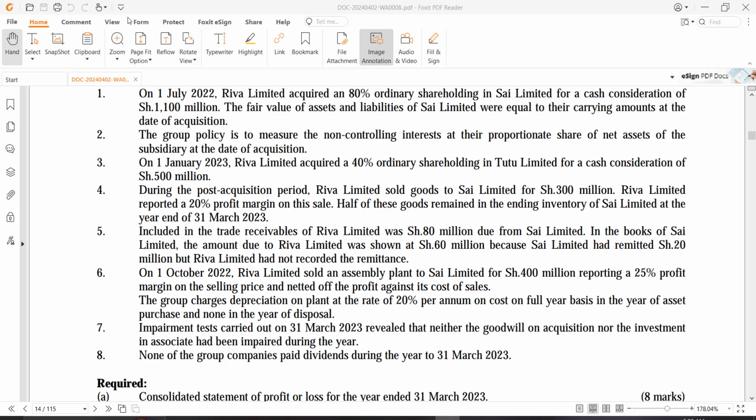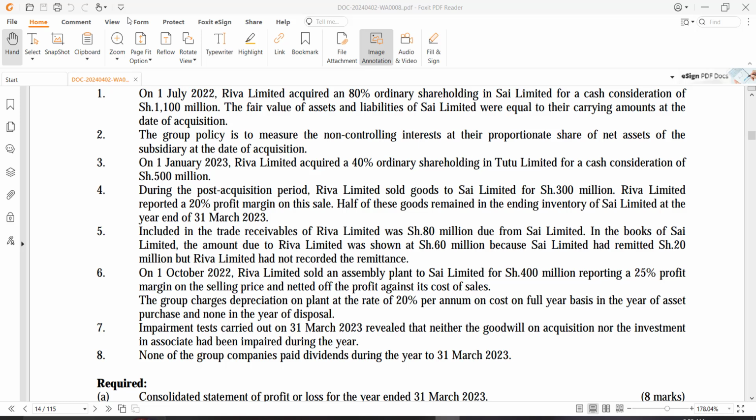Number two, the group policy is to measure non-controlling interest at their proportionate share of net assets of the subsidiary at the date of acquisition. So that means that we will be valuing NCI at their proportionate share of net assets, and also means that we will calculate goodwill using the proportionate method.